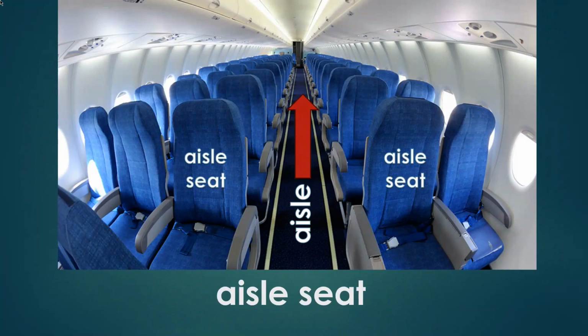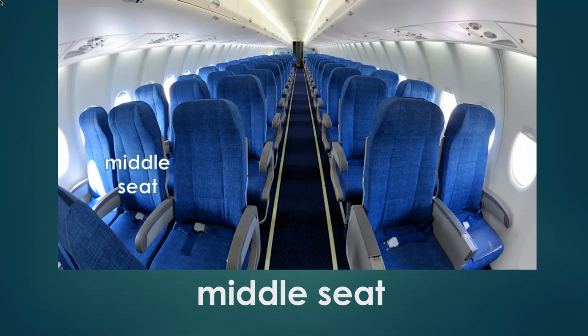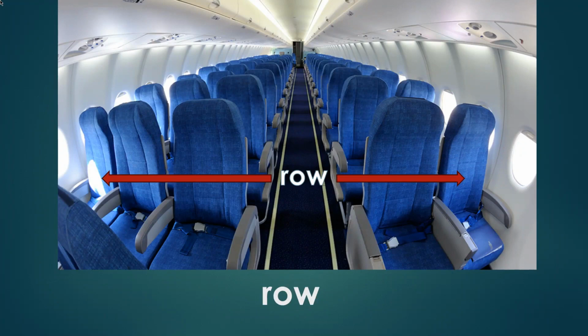Let's talk about seats. Aisle seats are any seats that are next to the aisle. Window seats are next to the airplane's windows. You can get a nice view if you have a window seat. And middle seats are the seats between the window and aisle seats. Each line of seats across the plane is called a row. On this plane, each row has 5 seats.